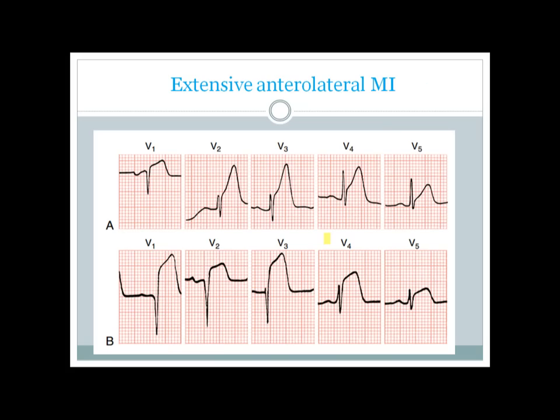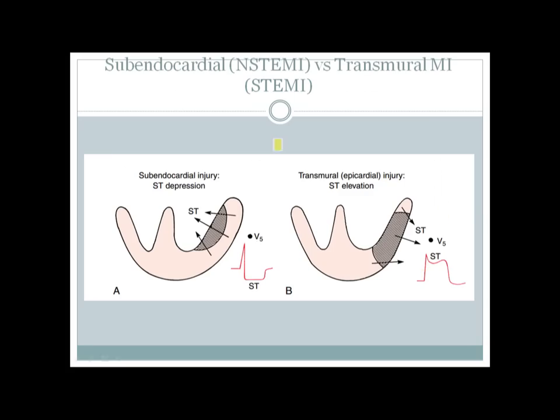Very important. And here you can see another extensive anterolateral MI, where you can see the changes from chest lead V1 up to chest lead V5. We have ST elevation here, here, also V3, also V4, and some elevation in V5. Later on those ST elevations are also increasing because the changes are going on inside the heart. So you can see typical changes of ST elevations in different leads.